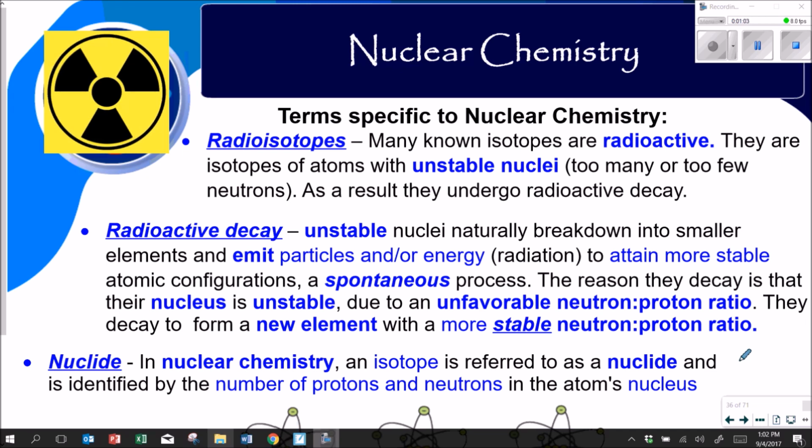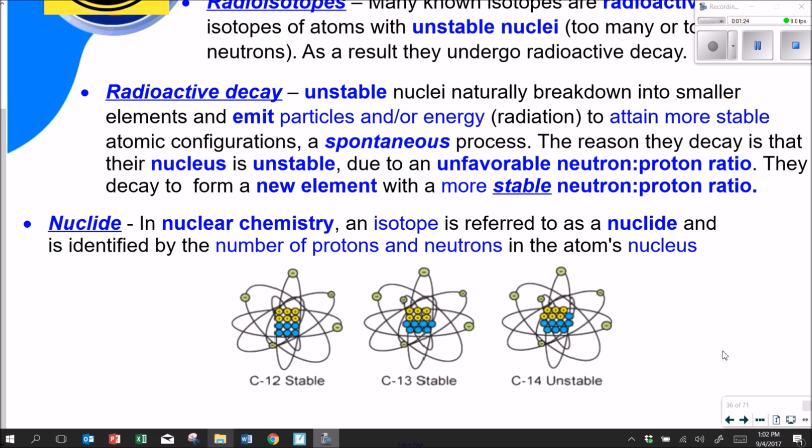They decay because their nucleus is unstable due to an unfavorable neutron to proton ratio, and the new element formed has a more stable and favorable neutron to proton ratio. In nuclear chemistry, an isotope is referred to as a nuclide and is identified by the number of protons and neutrons in the atom's nucleus.